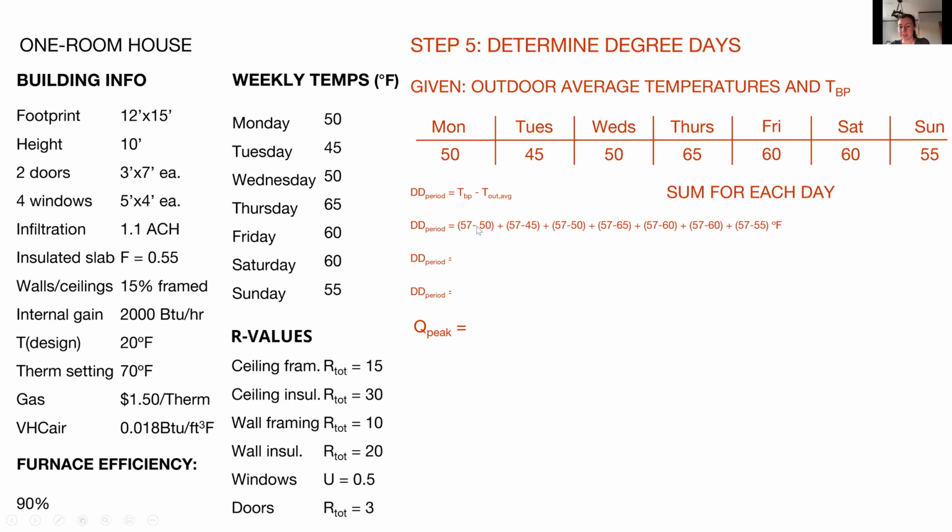So looking at all of these days, we have the differences for each day, and then we would want to cancel out those days when our outdoor temperature is higher than our balance point temperature. So that would be Thursday, Friday, and Saturday. And then summing the remaining differences, we get that we have 28 heating degree days over the course of this week.